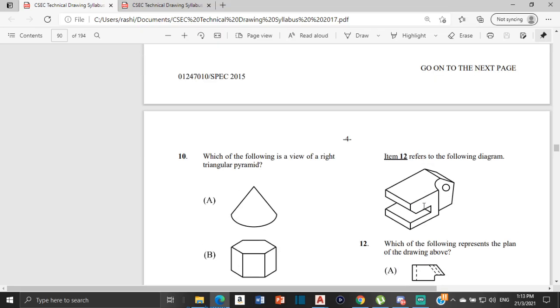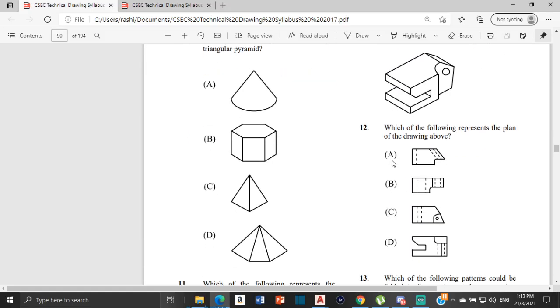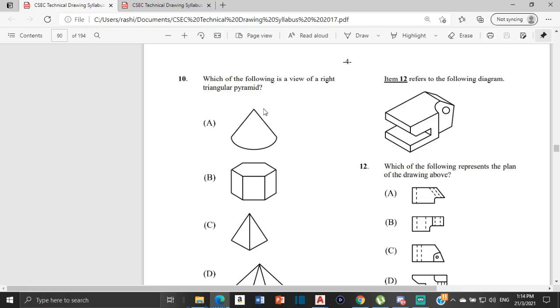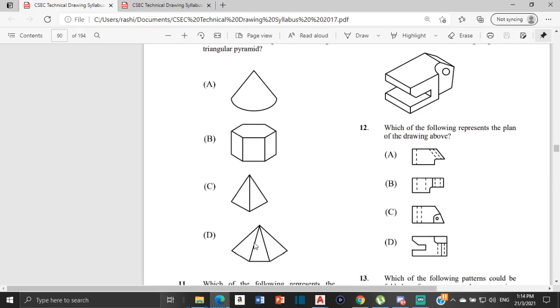Number 10. Which of the following is a view of a right triangular pyramid? No, it cannot be B, because B isn't a pyramid. It's a prism. A pyramid would come to one point at the top like all the rest of these. But A couldn't be the answer either, because A is a cone. So it can't be a right triangular pyramid because it's a cone. So we're left with C and D. Which one do you think it would be, C or D, before we figure out the answer?